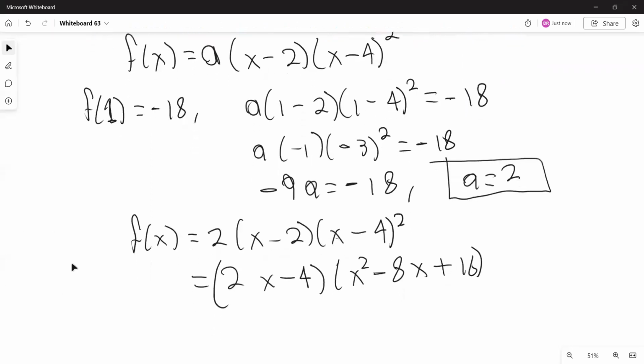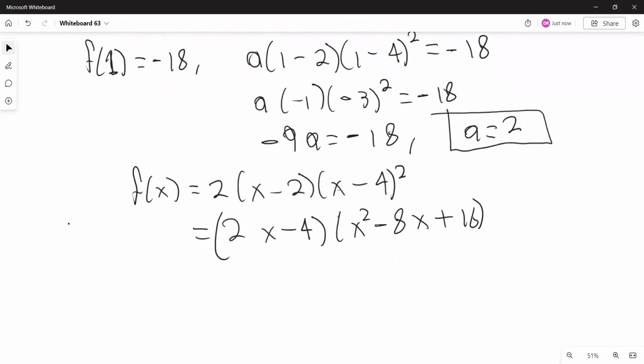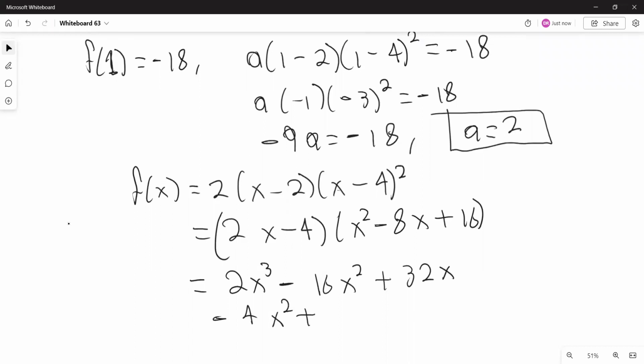And then let's distribute 2x times x squared minus 8x plus 16. That's going to be 2x times x squared, that's going to be 2x cubed. 2x times negative, the opposite of 8x, that's minus 16x squared. And 2x times 16 is 32x. And then distribute the negative 4, that's minus 4x squared plus 32x minus 64.